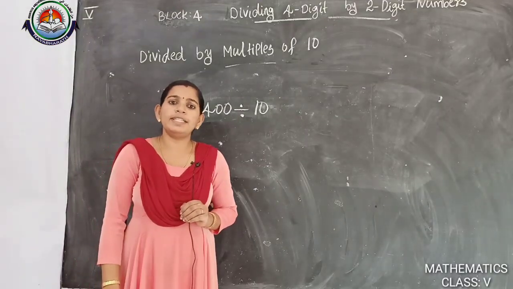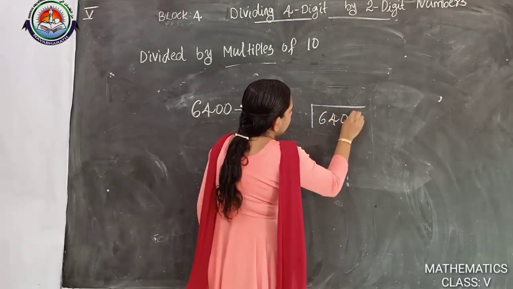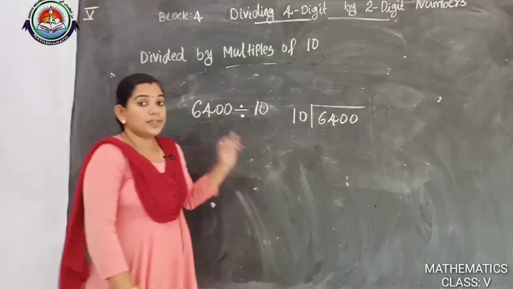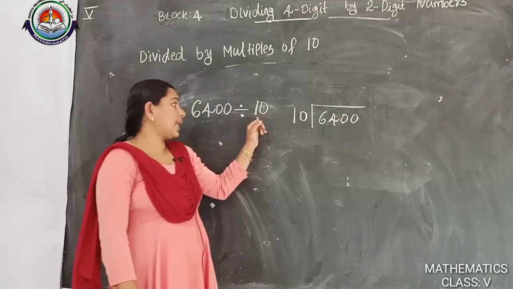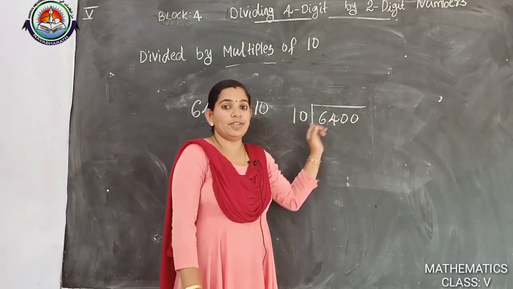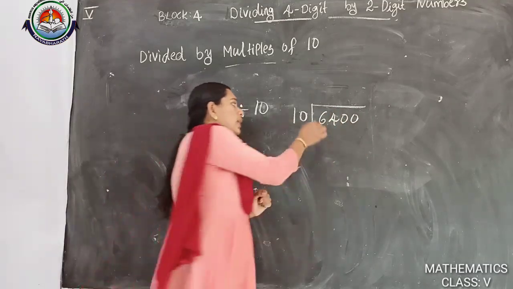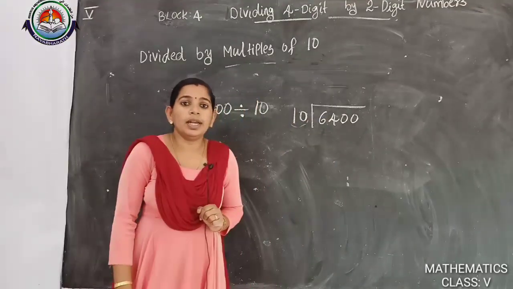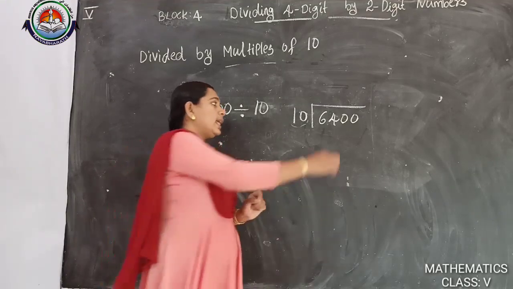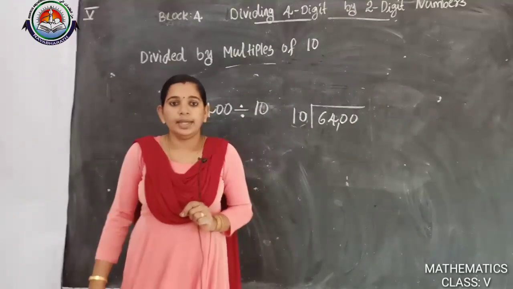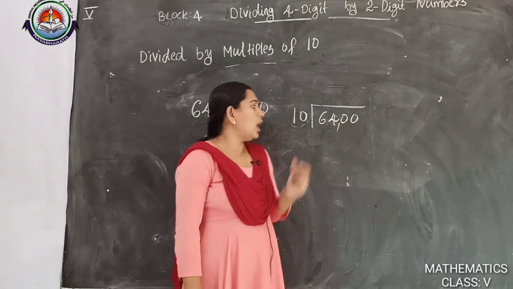You know long division. We will use the long division method. 6,400 divided by 10. The first number we write as the dividend. The second number is the divisor. Here the divisor is a 2-digit number. So we take the first 2-digit number in the dividend. Here the first 2-digit number is 64. In 64 how many tens are there?